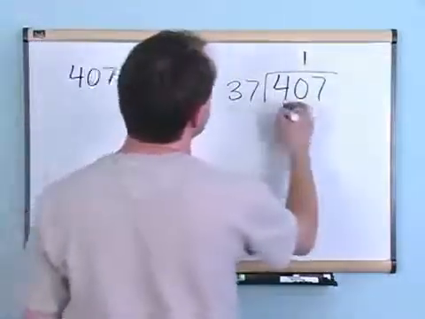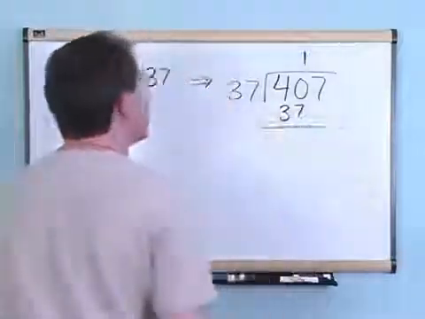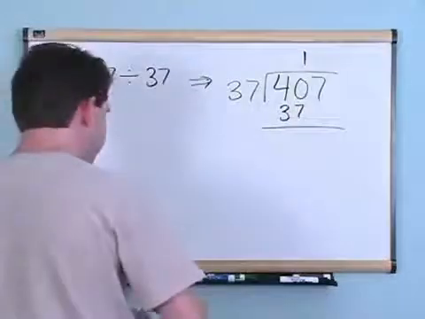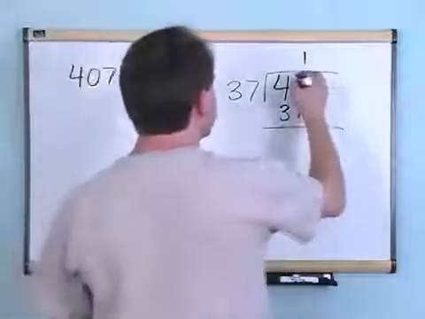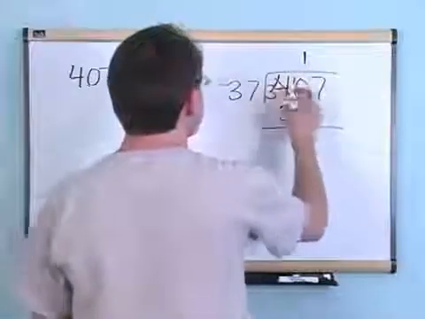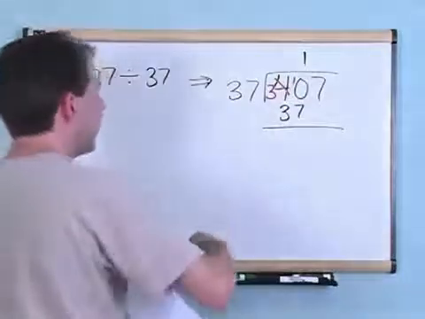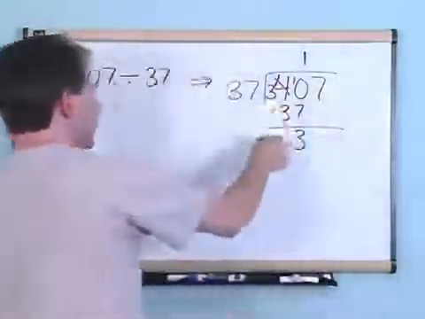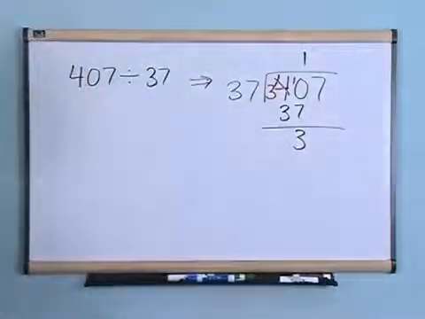1 times 37 gives me 37. Okay? Now let's go ahead and do a subtraction here. In order to do the subtraction, I'm going to have to borrow, making this a 3, and I'll make that a 10. Okay? 10 minus 7 is just going to give me 3, and 3 minus 3 is going to give me 0, so I'm not going to have to write that down.